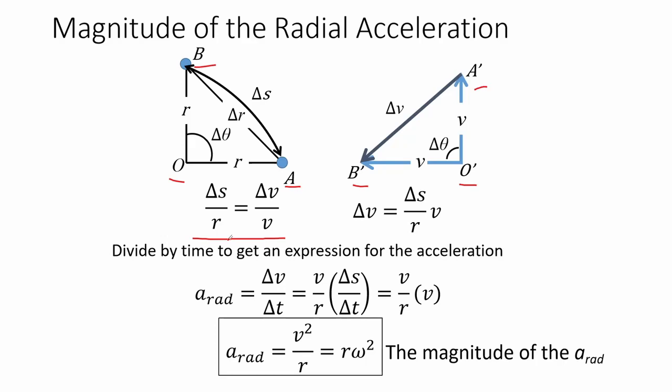Calculating the magnitude of radial acceleration, it's simply the ratio of the square of the tangential velocity, or linear velocity, over the radius of the circular path. The acceleration can also be expressed in terms of the angular velocity.